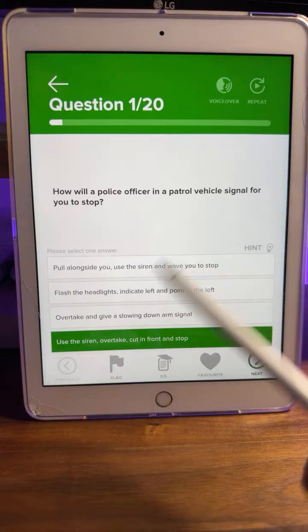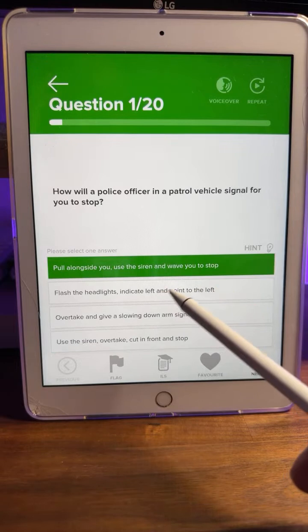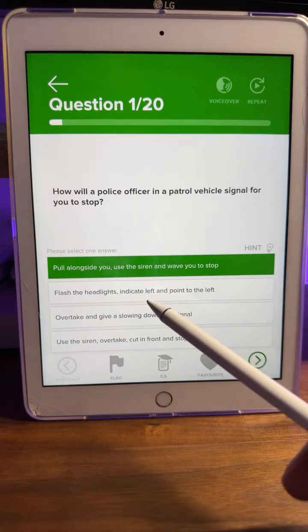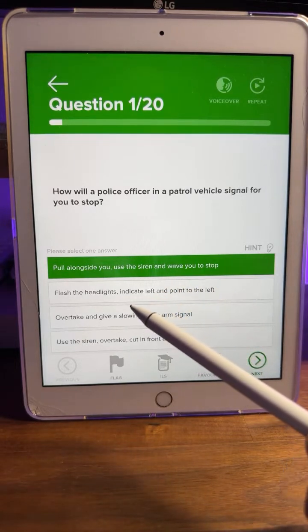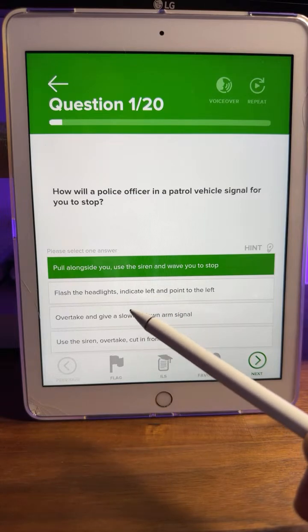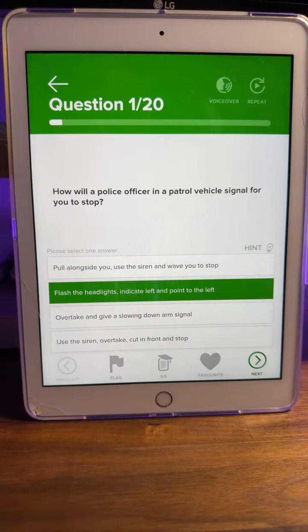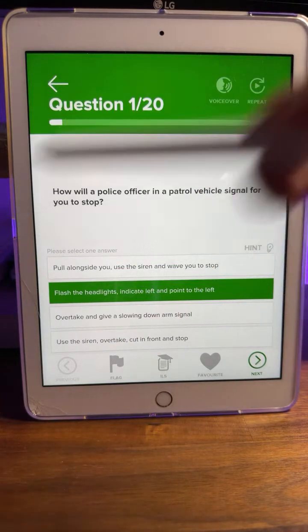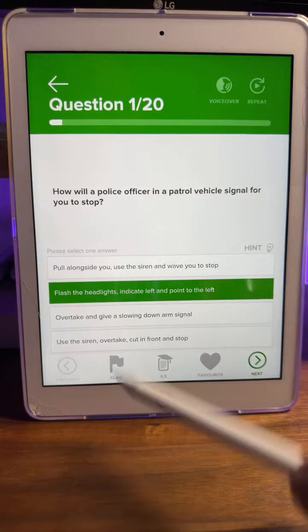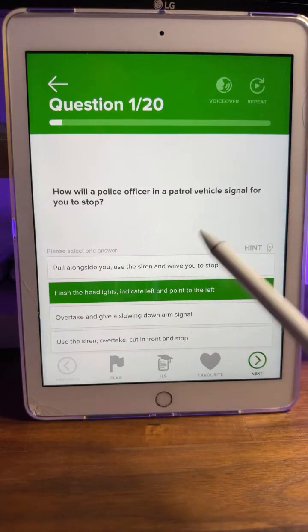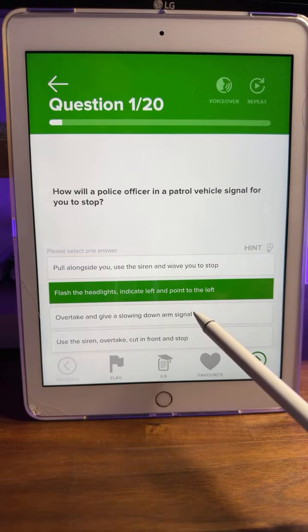Okay, so, pull alongside you, use the siren and wave you to stop. They generally don't pull up alongside you. It might be dangerous for them to do that. Flash their headlights. Imagine they're driving behind you. They'll indicate left, and the driver will even point to the left, indicating for you to stop. That's very plausible, okay? So far, B is the most common sense answer.